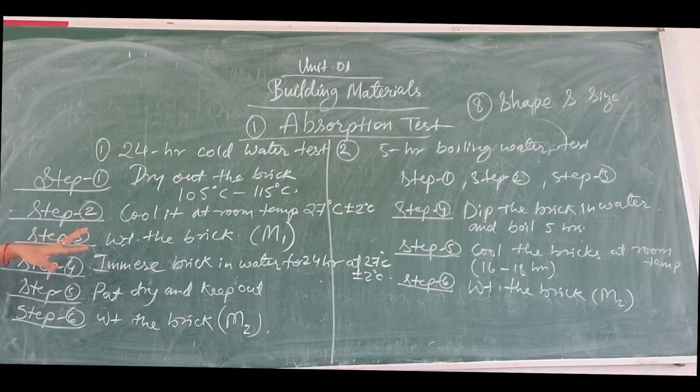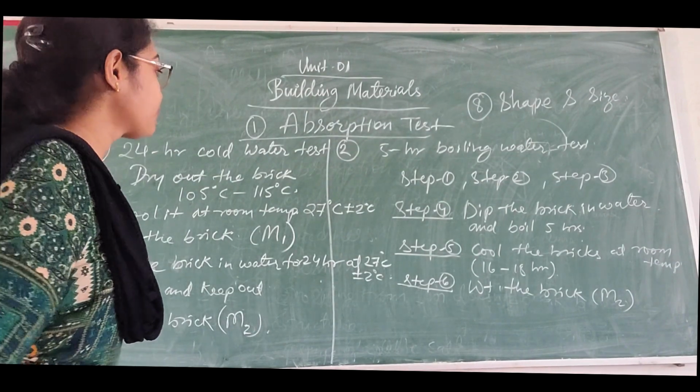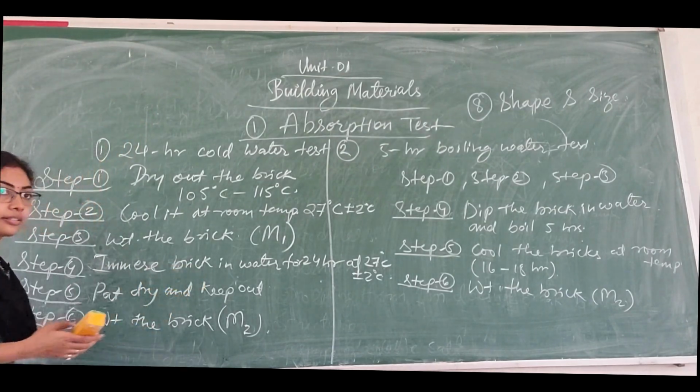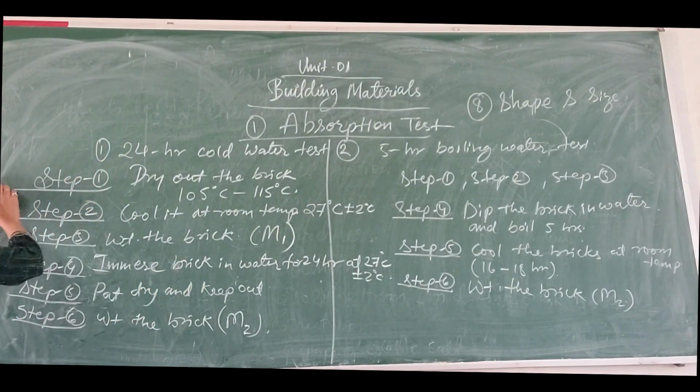Is there any doubt in the procedure or steps? No? Now, what do we need to do? We have two values, M1 and M2. We need to find the absorption. Are you able to find the absorption from these two values? Obviously, but you are not thinking about it. May I rub this? Okay.